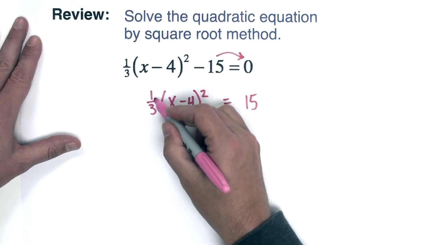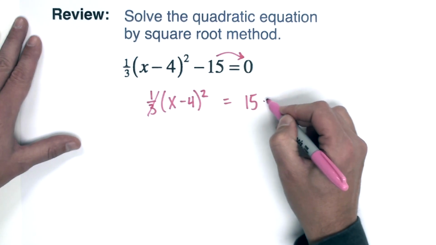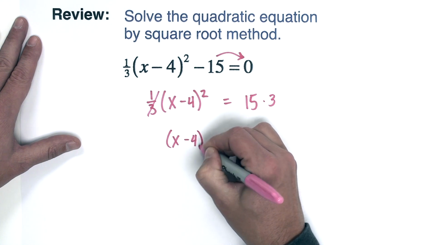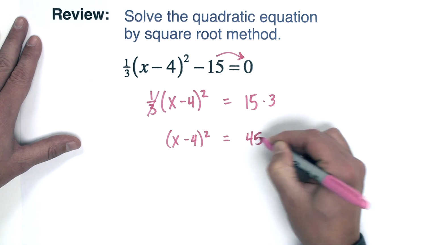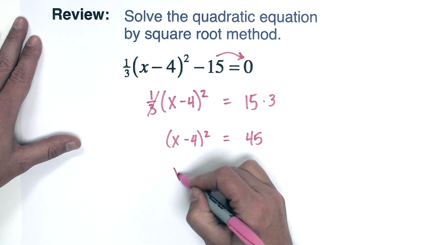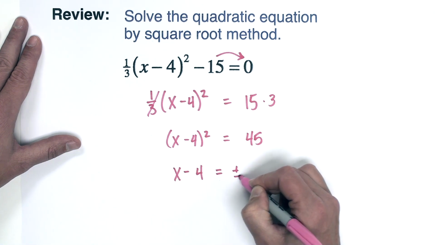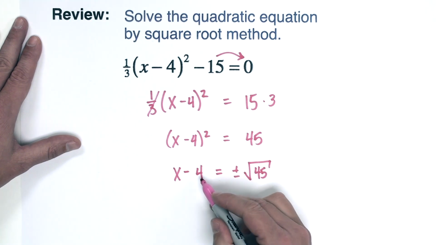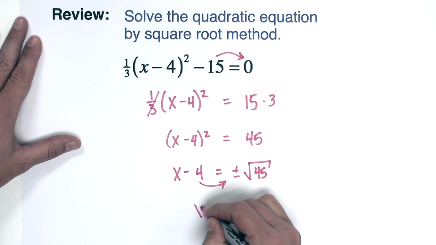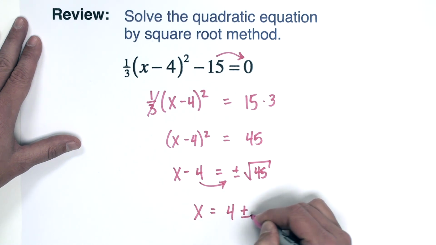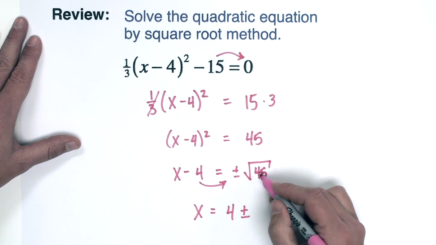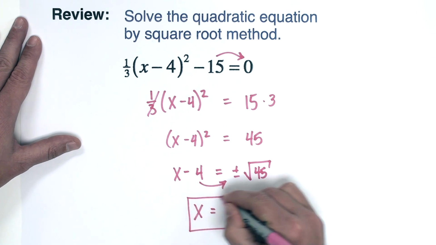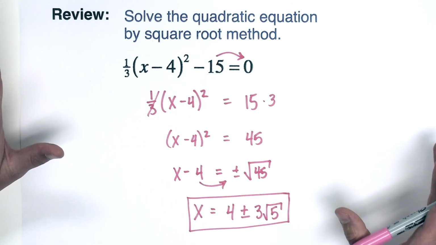I'm going to multiply this 1/3 over to the other side as a 3. So I'll have x minus 4 squared equals 45. Take the square root of both sides. So x minus 4 equals plus and minus the square root of 45. And then I'll just add this 4 over. So x equals positive 4 plus or minus the radical, which can be simplified to 3 square root of 5. Okay, so there's a square root method problem.